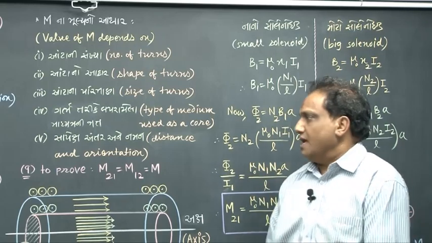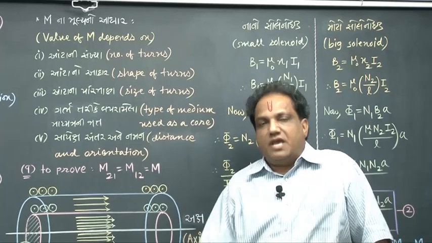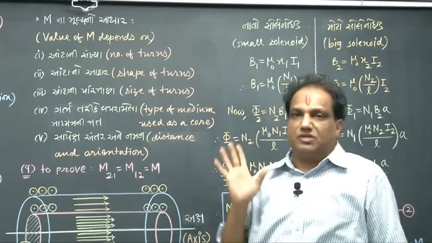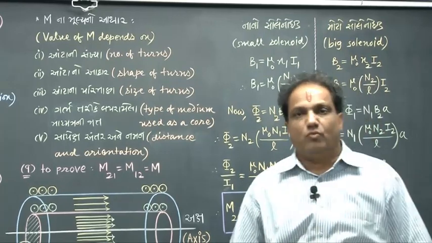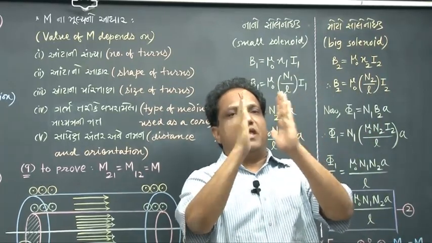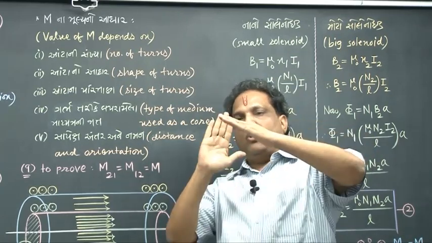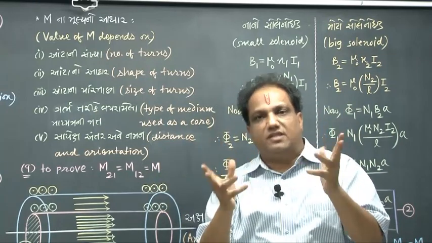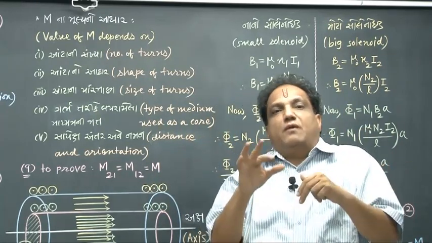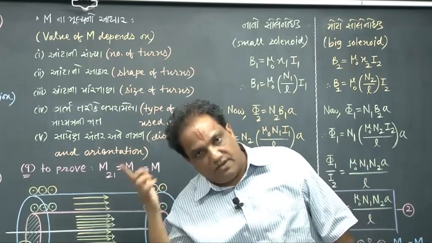Then one more factor, it also depends on the distance between the 2 coils and relative orientation. Orientation means setting or arrangement. You may think of 2 coils which are parallel to each other, you may think of 2 coils perpendicular to each other, or they may have any other angle between them. So in space they might be arranged in different ways. Depending upon different orientations, the value of capital M is different.